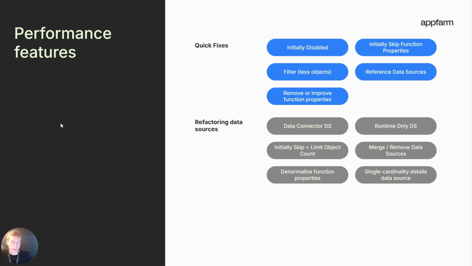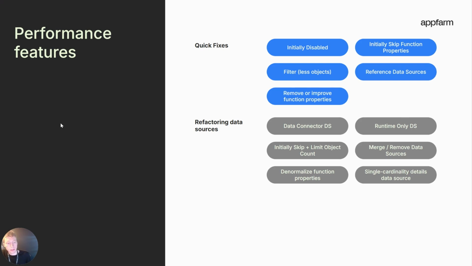As previously mentioned too, consider denormalizing these function properties. Do they need to be recalculated every time the object is updated? Or could these be saved as a normal property in the database and then updated manually when needed?